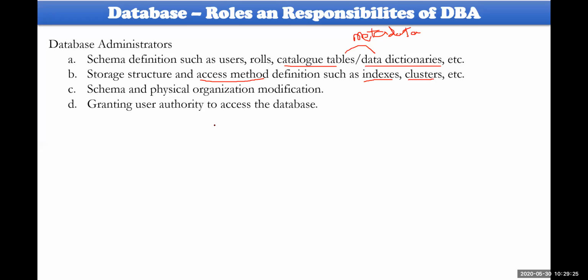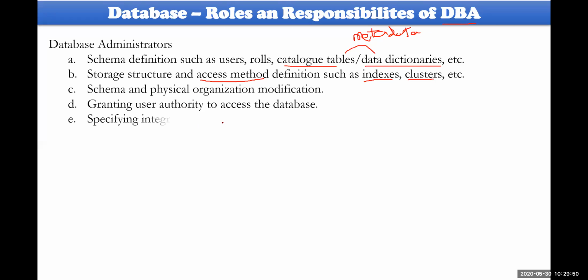And he is supposed to give permissions to many people. Just before, I quoted that scholarship has a certain number of permissions, examinations might have a certain number, the principal has a certain number, the secretary will have a certain number, the HOD will have a certain number of permissions. These permissions are always granted by the DBA, the database administrator.